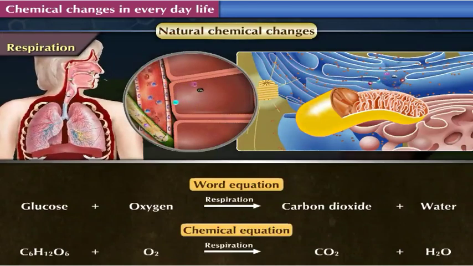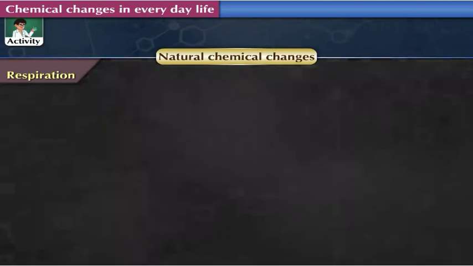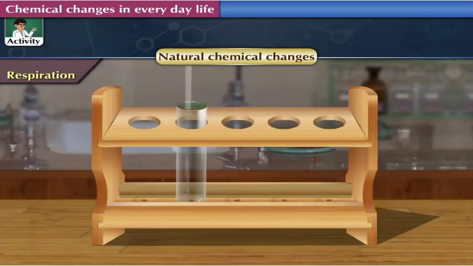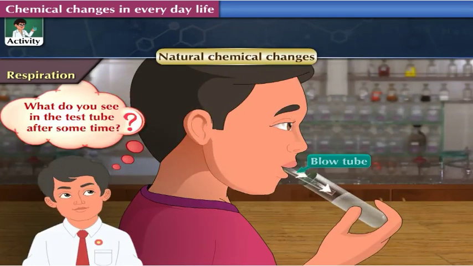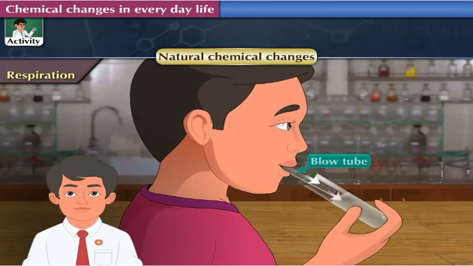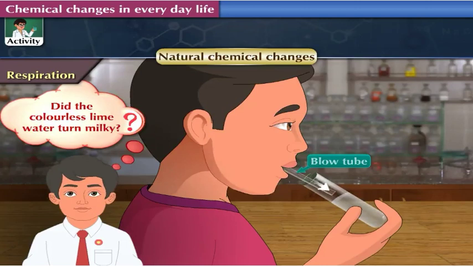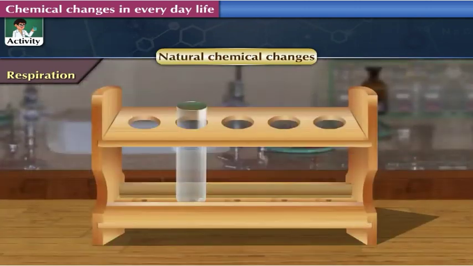Now let us try an activity. Activity: take some freshly prepared lime water, that is a solution of calcium hydroxide, in a test tube. Now keep blowing in it with a blow tube. What do you see in the test tube after some time? Did the colorless lime water turn milky? Yes, it did turn milky.